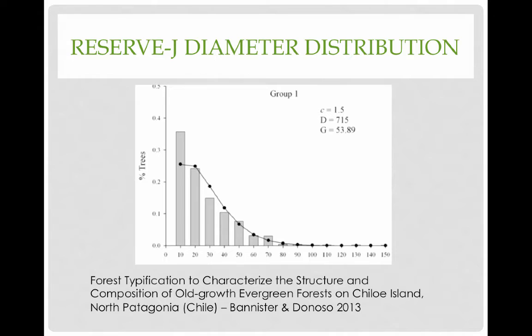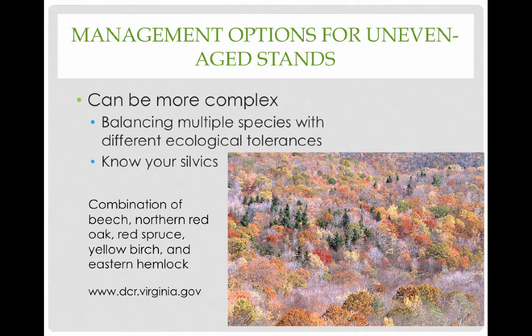So, management options for uneven age stands. This management can be more complex. You're balancing multiple species with different ecological tolerances. So you have to know your silvics. In this example, we're looking at the combination of beech, northern red oak, red spruce, yellow birch, and eastern hemlock. And that's just scratching the surface. There's a large number of trees that we're managing, and they all have different silvics. So you have to understand all the silvics of your species that are occurring to be able to manage this system.